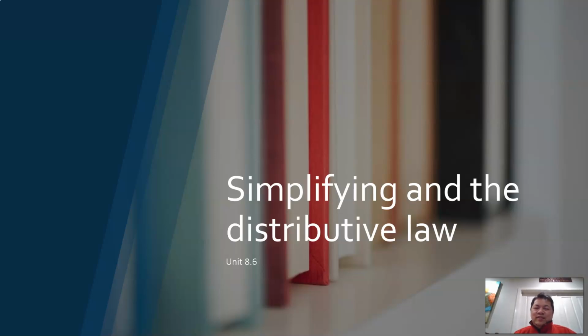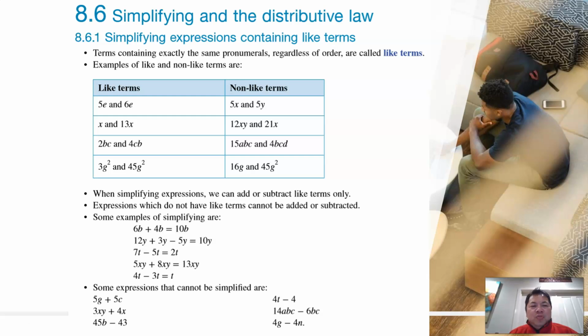Moving on, simplifying and the distributive law. Okay, it's quite an easy topic. So how do you go about simplifying the rules? Are we able to actually add oranges with apples? They are unlike fruits, isn't it? So you can't add them together. Same thing for algebra. You must make sure they are like terms, then you can add or subtract them together.